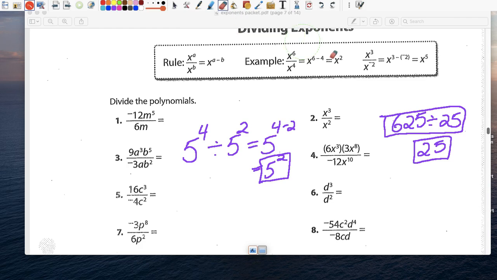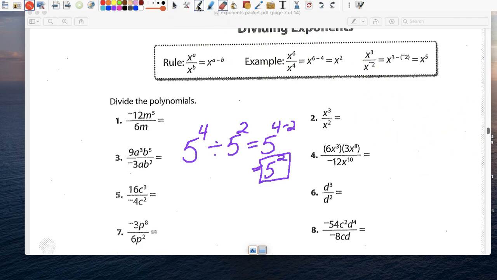So now I'm going to take that same problem and write it over here, but as a fraction. So 5 to the 4th power divided by 5 to the 2nd power. We should get the same answer, right? So let's expand this. 5 to the 4th power is 5 times 5 times 5 times 5. And 5 to the 2nd power is 5 times 5.